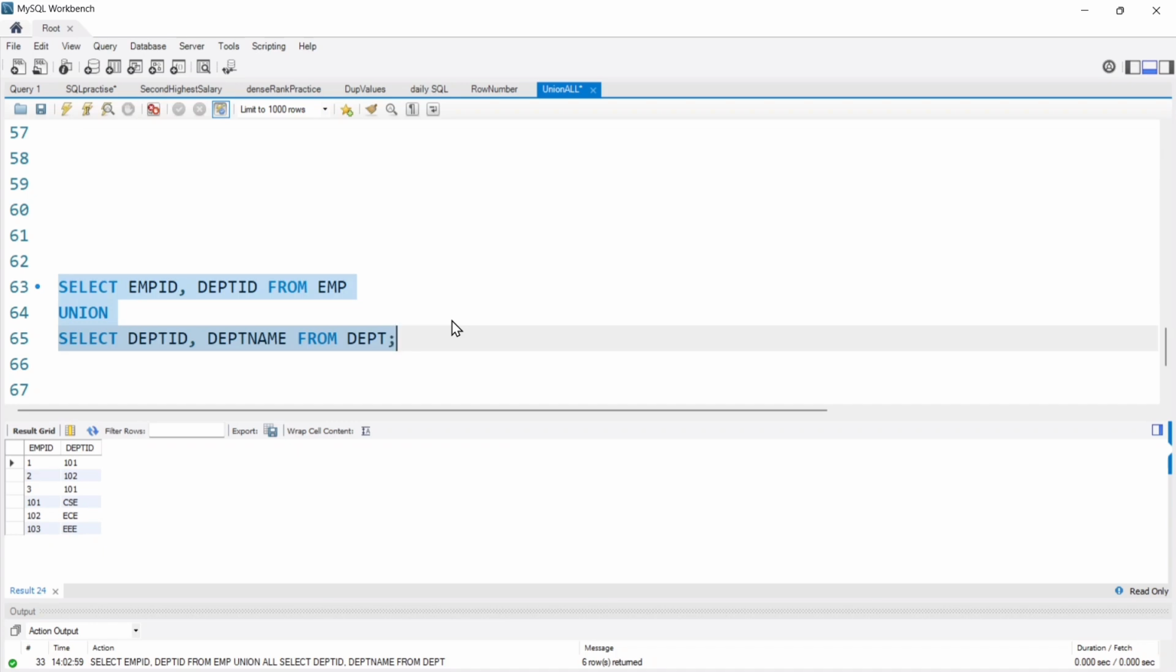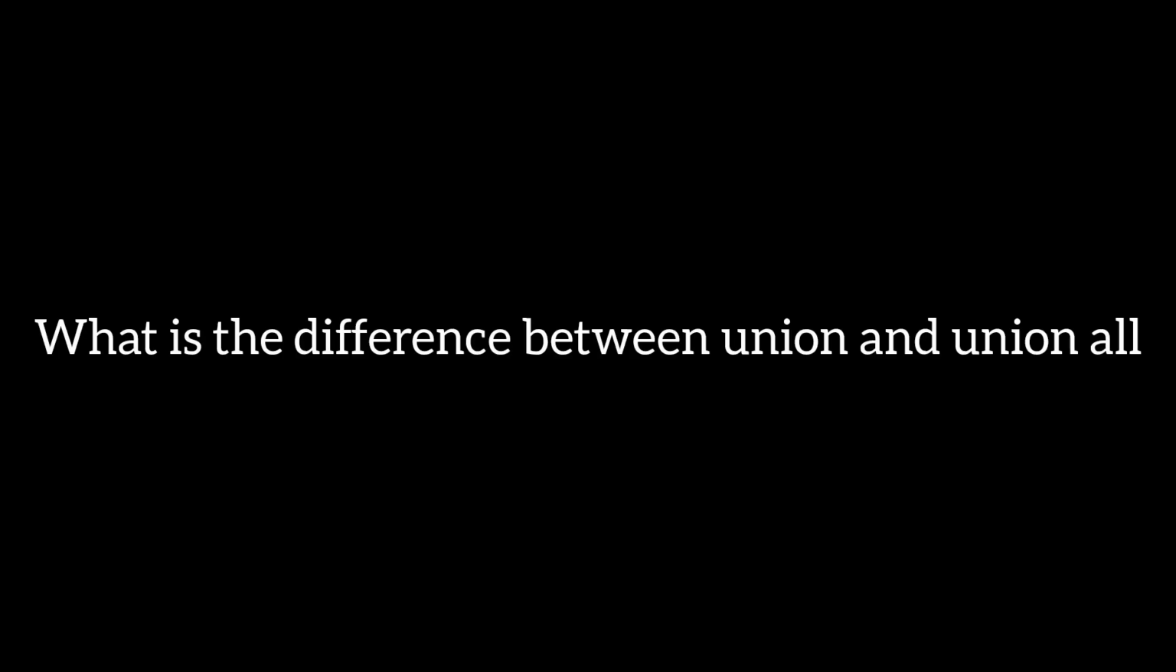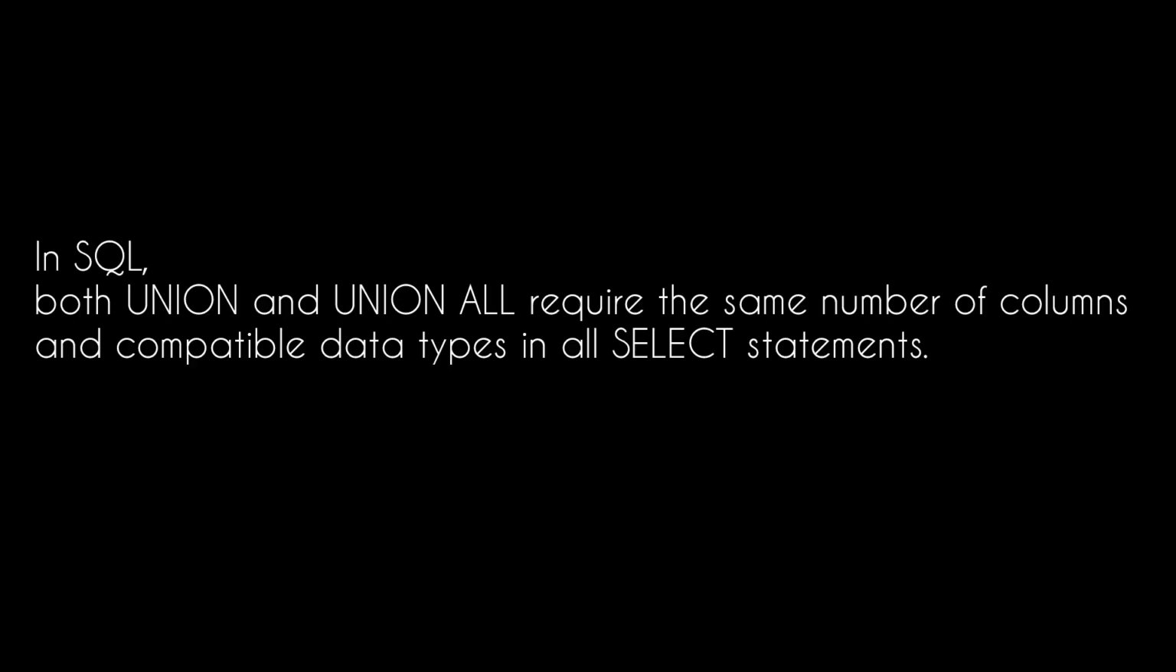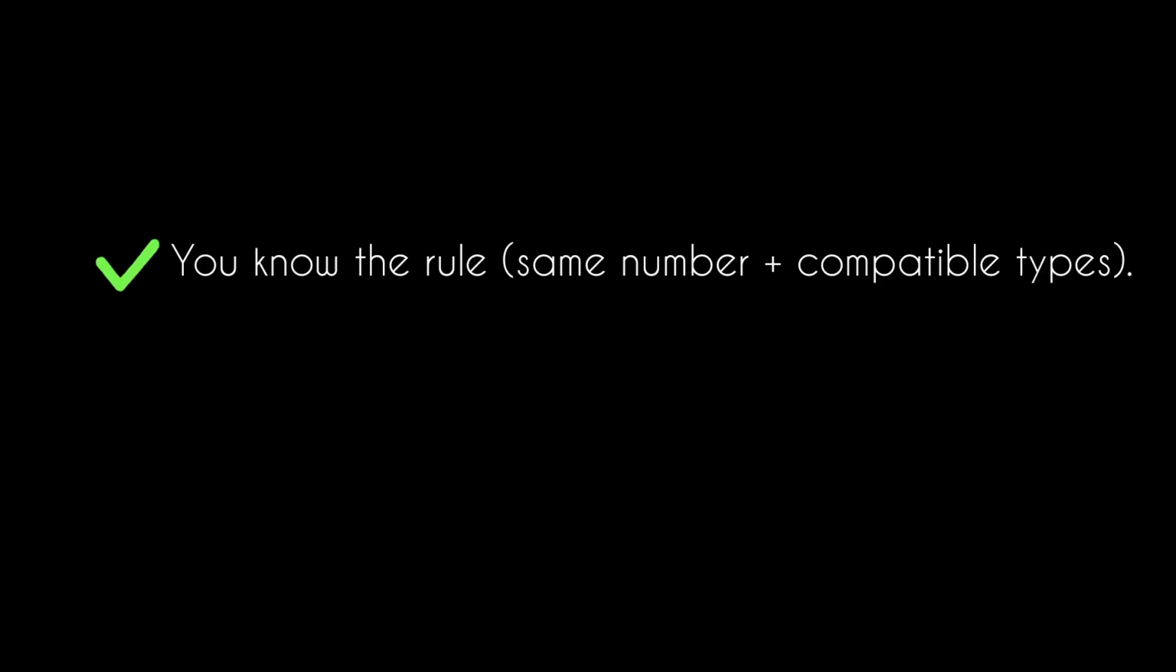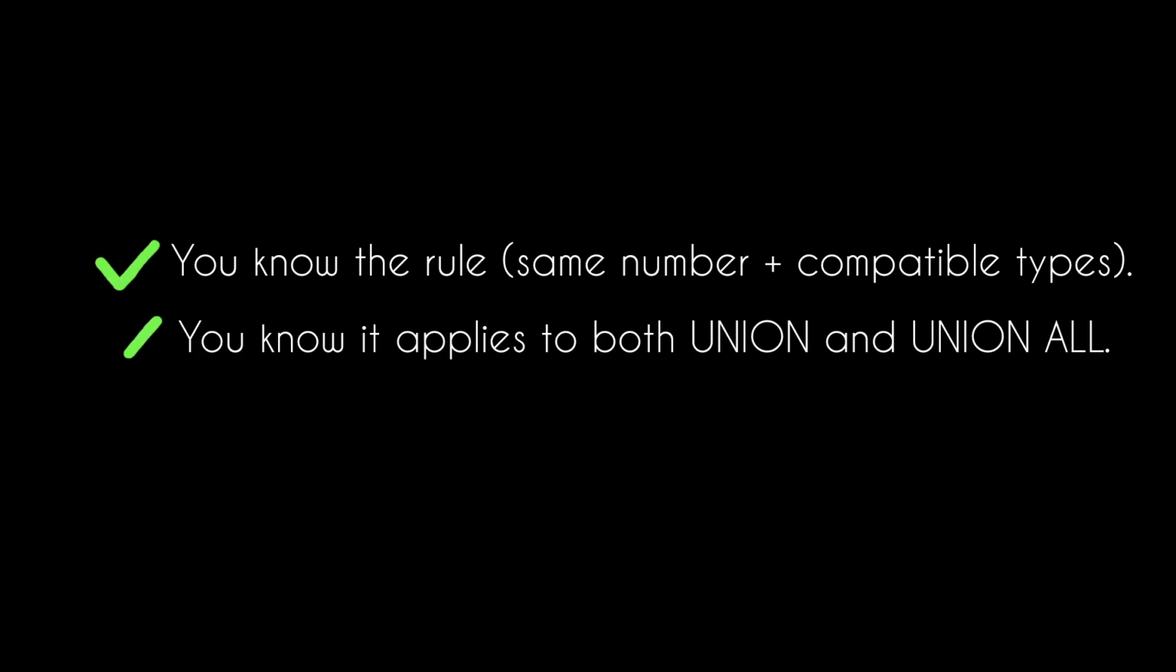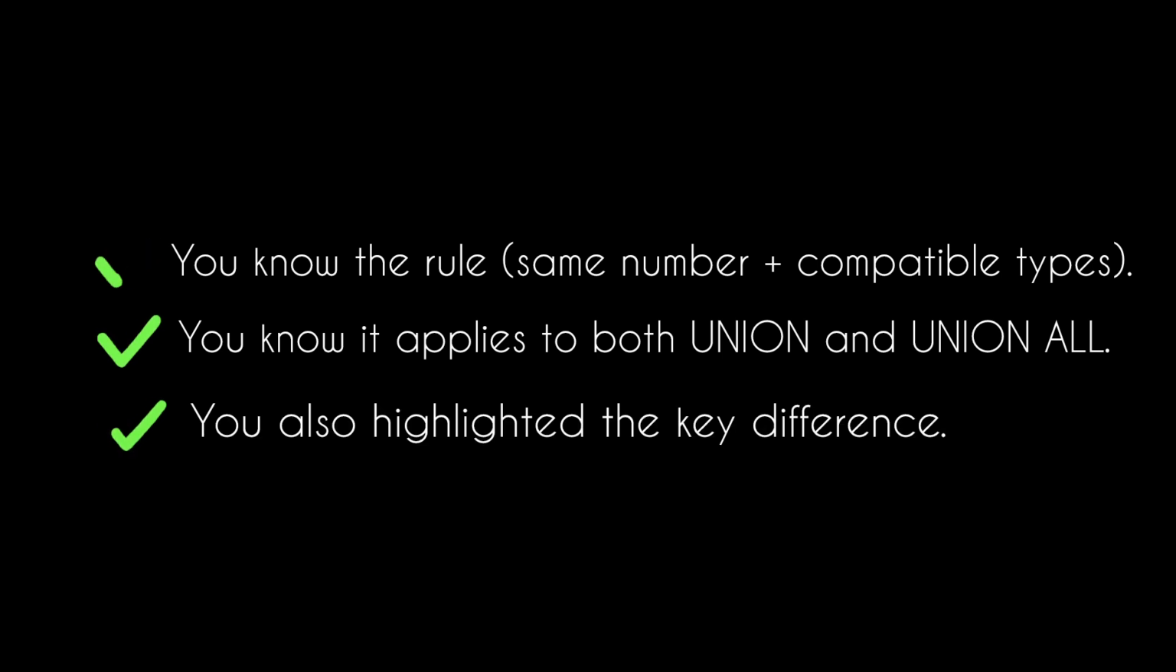Now let's have a quick interview-style answer, like a 3-line crisp version. What is the difference between union and union all in SQL? In SQL, both union and union all require the same number of columns and compatible data types in all select statements. The column names in the output come from the first query. The only difference is that union removes duplicates while union all keeps them. In this way, you show that you know the rules, like the same number of columns and compatible types, and you know it applies to both union and union all. And you also highlighted the key difference between these two.